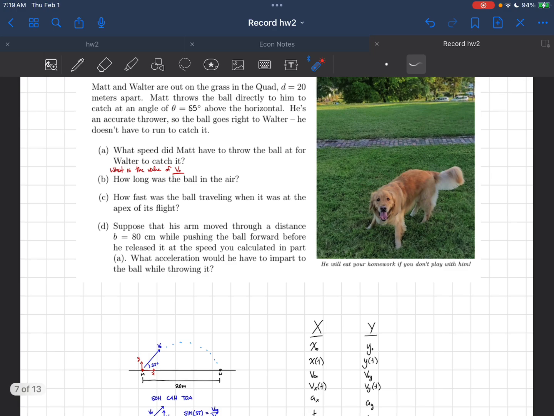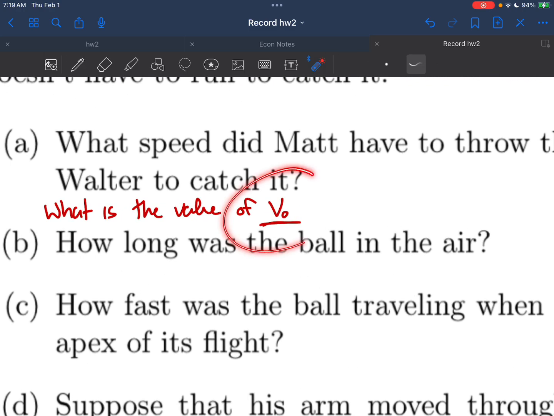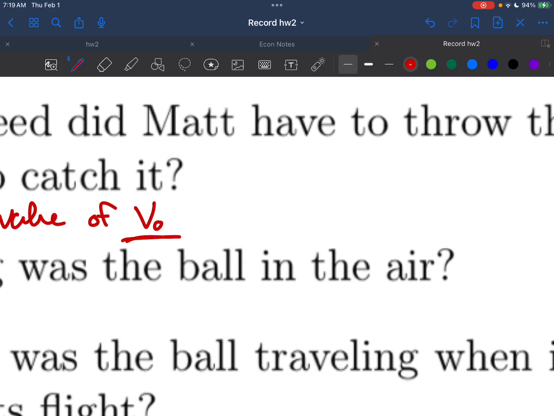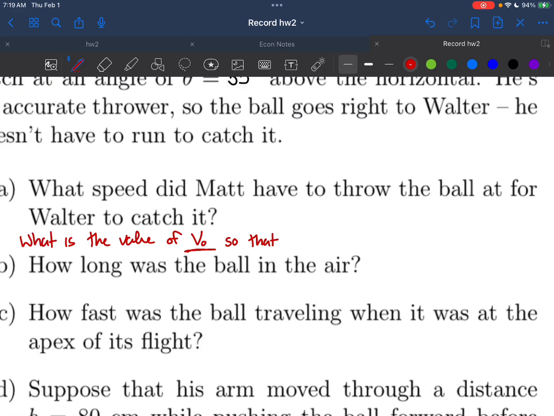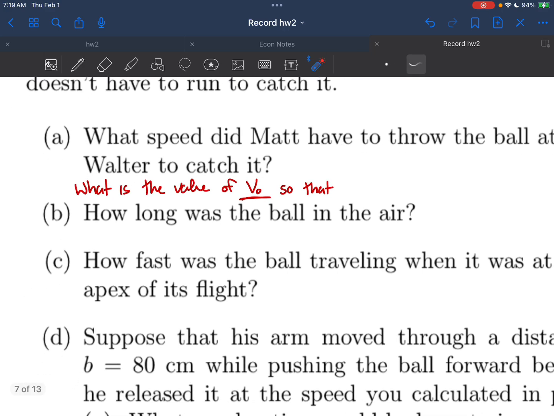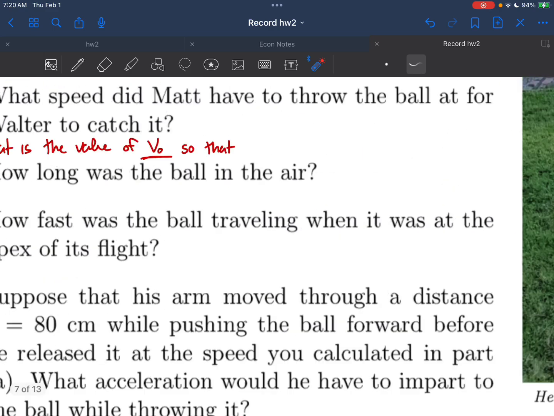But now we're thinking about Walter catching the ball, and we have to think about that in terms of what variables I'm going to use to define that happening. So what is the value of some initial condition so that Walter catches the ball? Well, how do I know Walter catches the ball? First of all, it has to land on top of Walter, and it has to be where he is. So I know it has to be where Walter is, but it also has to be landing at that time, because if it's sailing over his head, then something else is going wrong.